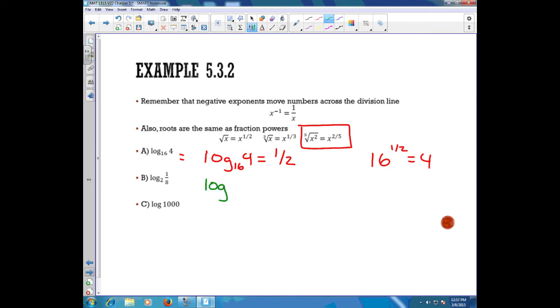Looking at the second problem, log base 2 of 1 over 8. What power do we raise 2 to get 1 over 8?